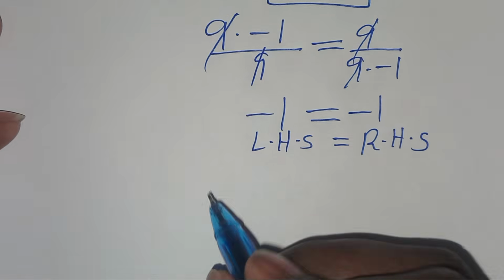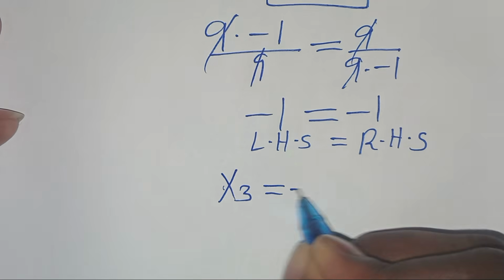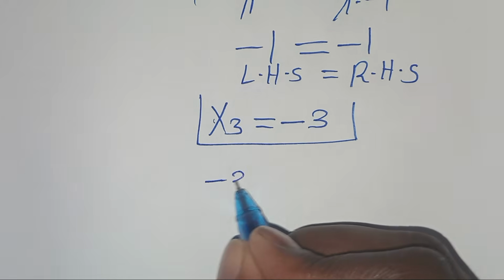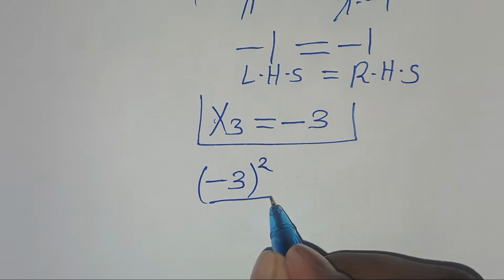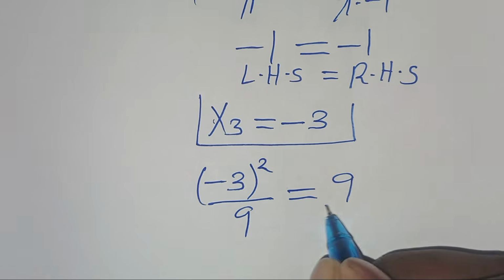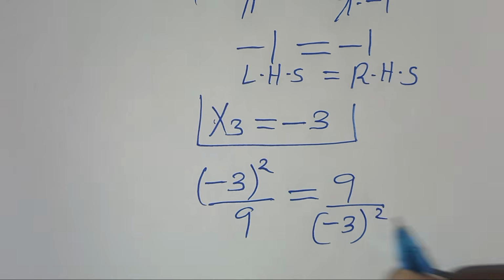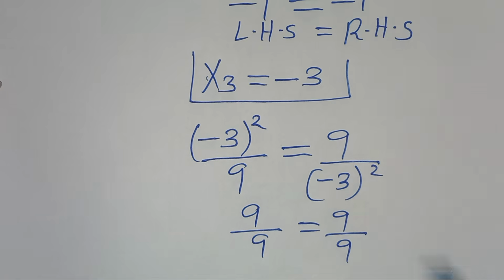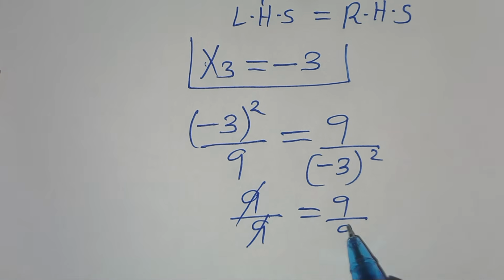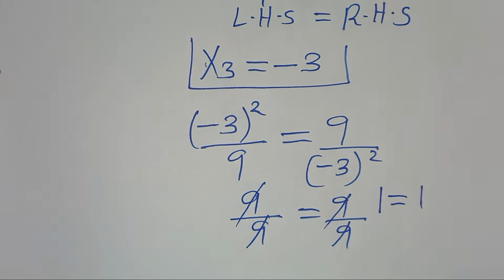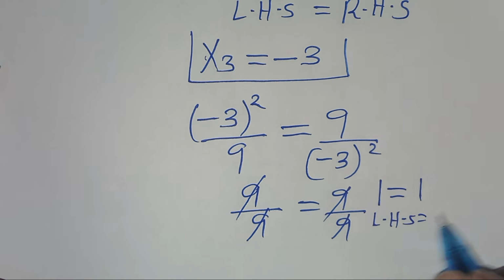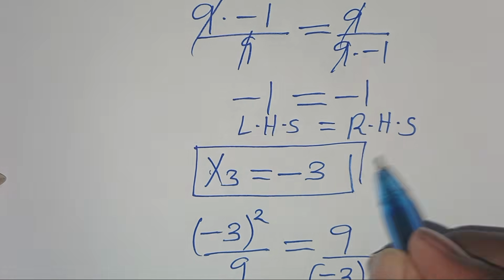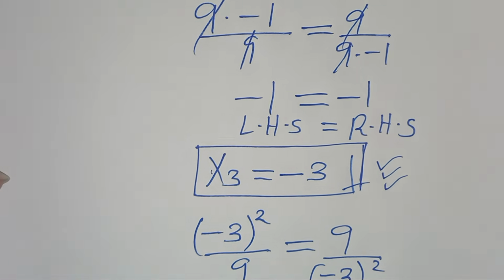Let's proceed to x3, which is equal to negative 3. We have x squared, which is minus 3 raised to the power of 2 divided by 9, equal to 9 divided by minus 3 raised to the power of 2. So this is 9 divided by 9, equal to 9 over 9. This implies that 1 is equal to 1. So the left hand side is equal to the right hand side, and this proves that x3, which is minus 3, satisfies the equation.